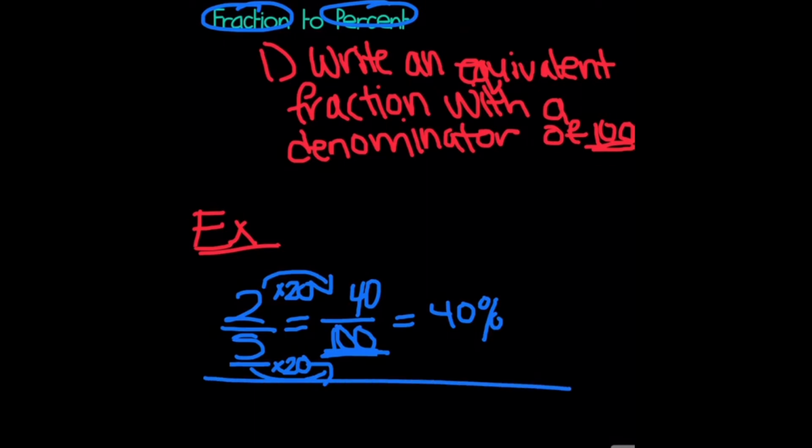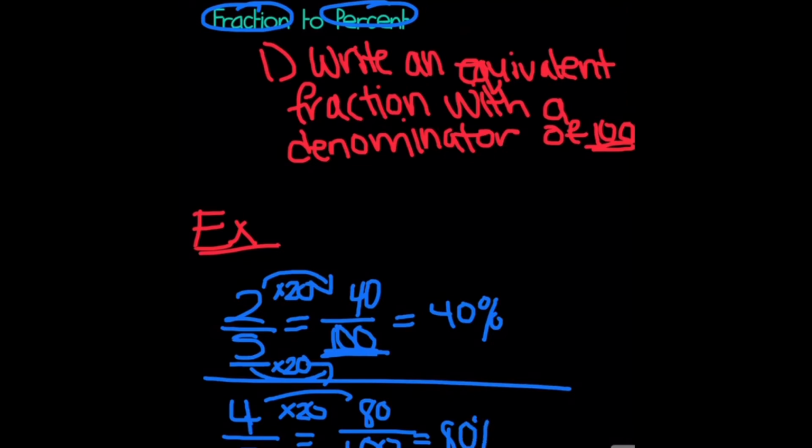So next one will be 4/5. Again, we know 5 could go into 100. And that's going to be times by 20. And again, same thing to the numerator. That's 80. And that gives me 80%. I want to do one more.